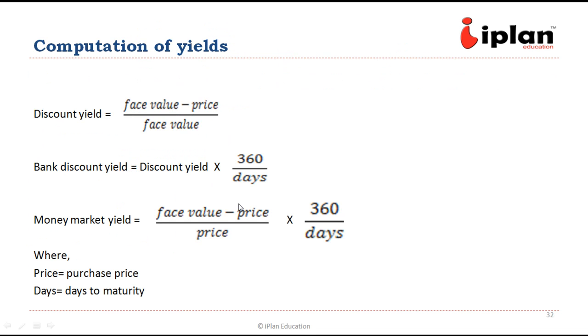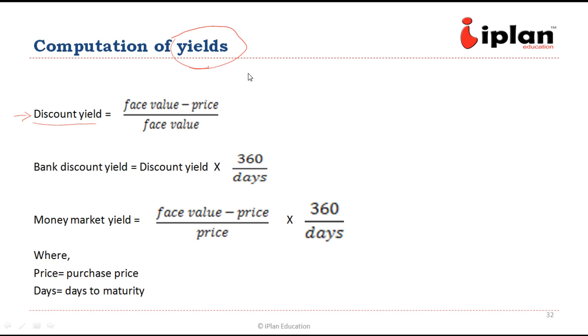Now let us look at the computation of yields. So how do we decide what is the amount we are earning on our short-term securities? Based on the securities, there are multiple ways of representing them. For treasury bills, discount yield is used. The formula is simple: face value minus price divided by face value.